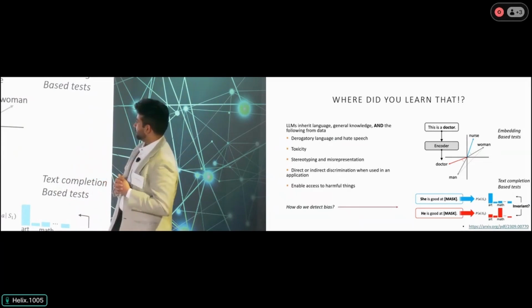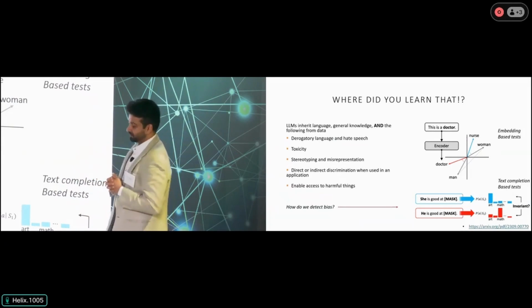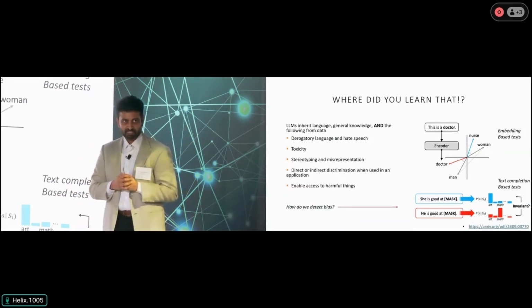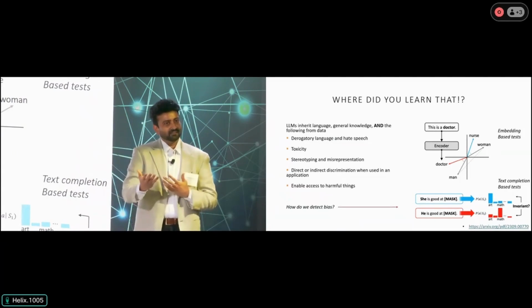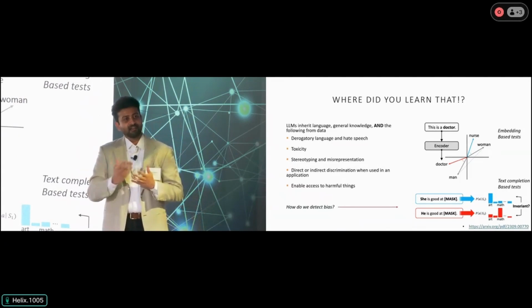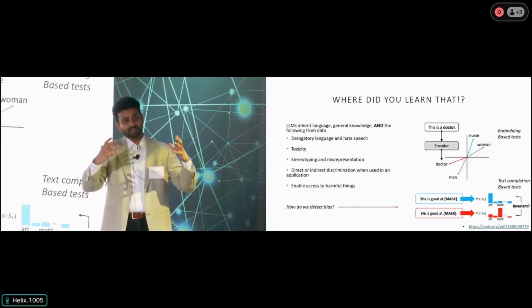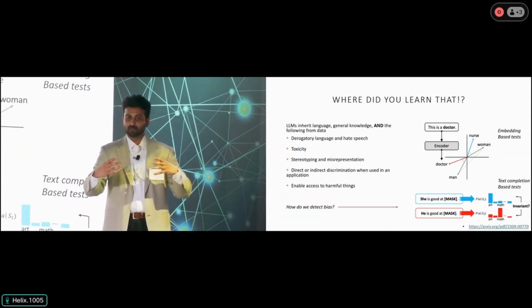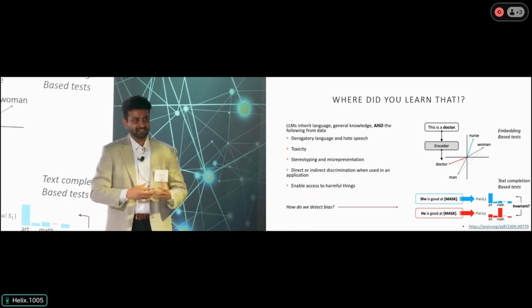So a couple of ways to detect them. On the top right is embedding-based tests. So what you see is there's a prompt given to an LLM. This is a doctor, and that is embedded into vector space, and you want to see whether it's closer to a woman or a man, right? And typically we see that it's closer to a man, right?